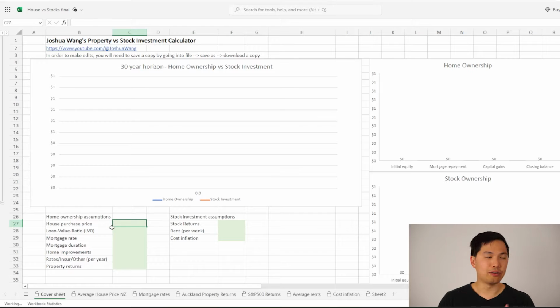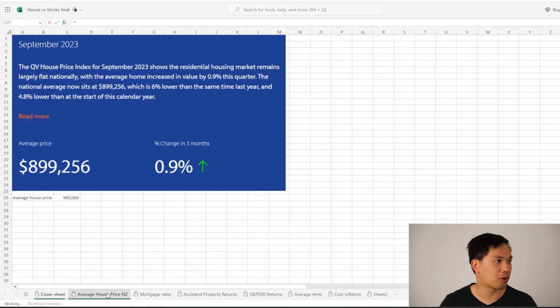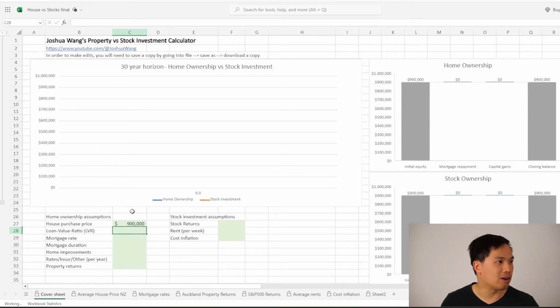So for this exercise, I'm going to use the average house price and look at average numbers just to show you what it would be like if you had bought an average house in New Zealand to live in. So the first thing that we're going to do is find the average house price in New Zealand. As of September 2023, it is currently sitting at $899,256. I'm just going to round that up to 900,000 as our average house price that we're buying.